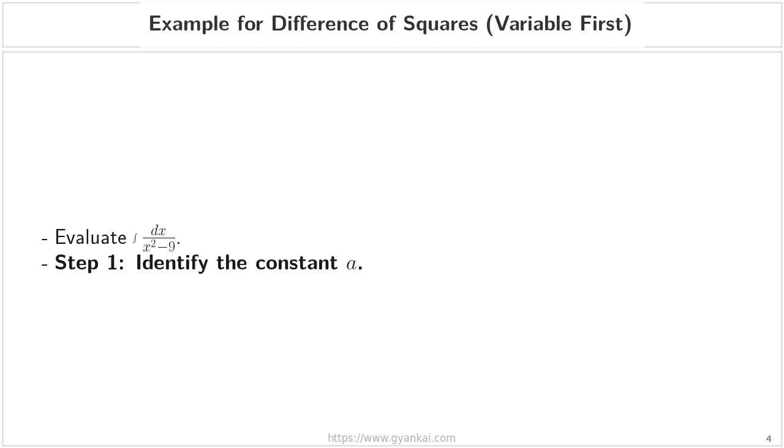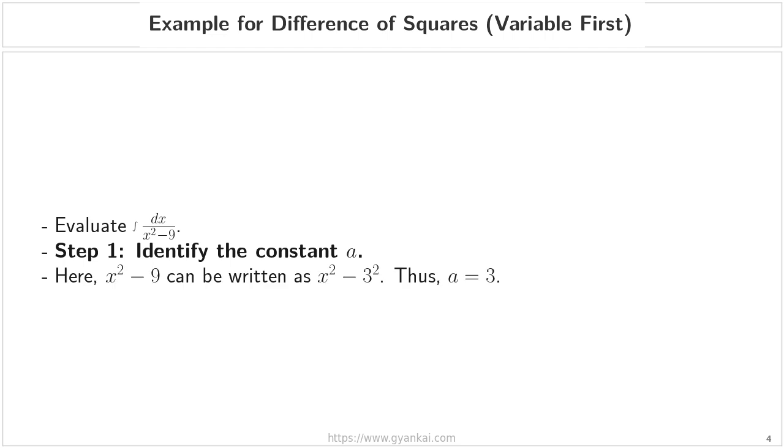Now, step 1 is to identify the constant a in our formula. Remember, our formula is the integral of 1 over x squared minus a squared dx equals 1 over 2a times the natural logarithm of the absolute value of x minus a over x plus a, plus the constant of integration, c. Looking at our integral, we can rewrite x squared minus 9 as x squared minus 3 squared. This makes it clear that a is equal to 3.